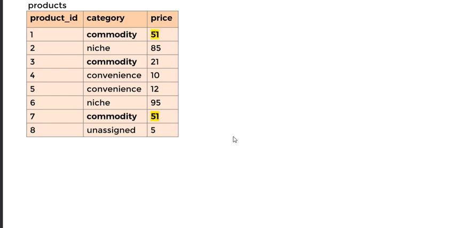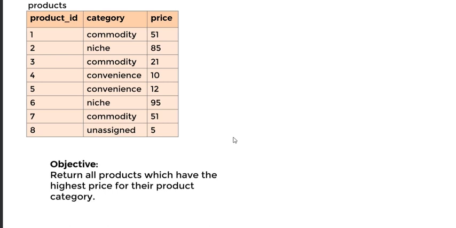With that in mind, let's say we have the following objective: return all products which have the highest price for that product category. Group-wise, by product category, and in that group I want the highest price value. Here we have 2 values, see, 51, 2 values.